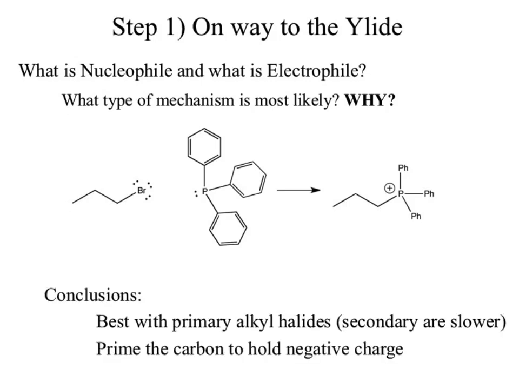So, conclusions. We want best with our primary alkyl halides. Secondary work, but they're much, much slower. And that's a steric hindrance effect. The phosphine is too large, it just can't get in there. This is really just trying to prime the carbon. It's like an activation. We added hydrogen onto our OHs to make water a good leaving group so that it could leave the structure. That's kind of what's happening here.